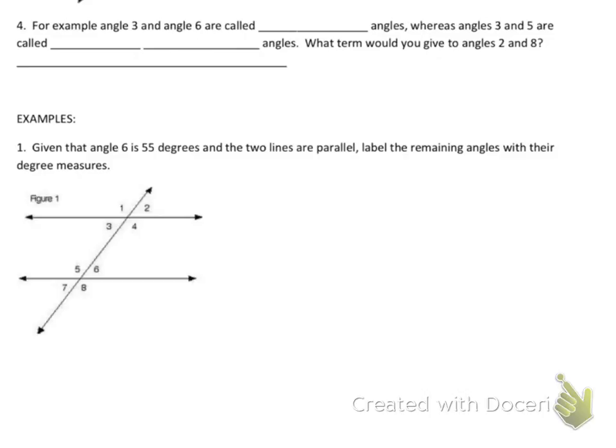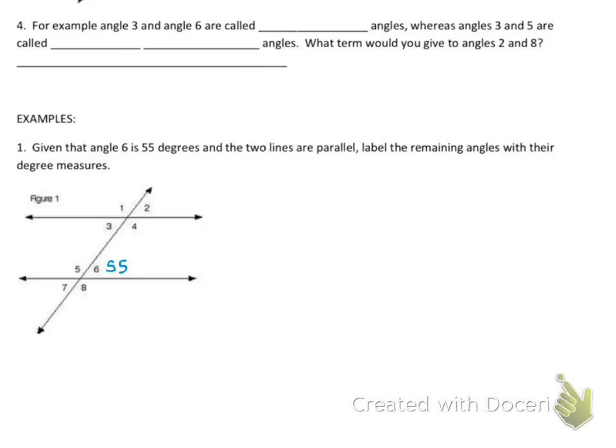Given that the angle 6 is 55 degrees and the two lines are parallel, can you label them all? Can you tell me what 1, 2, 3, 4, 5, 6, 7, 8 are? So on the diagram, you're going to fill in what right away? Number 6. Number 6 is 55. Okay. Now you fill them in. If you can fill in all the places, I'm okay with this. You don't need to list them as one. Angle 1 is this. Angle 2 is that. If you fill in the diagram, I'll be okay.